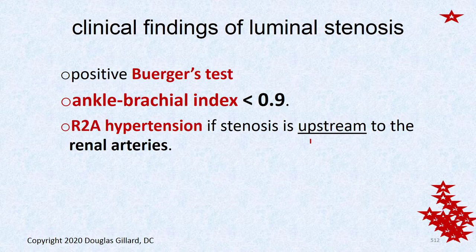You can run the brachial index test, and that's going to be positive. That'll be less than 0.9, right? We said anything below 0.9 was positive. And if the beaver dam is above the renal arteries, anything below the beaver dam downstream is going to have decreased blood pressure, decreased blood flow. So it could present with renovascular hypertension because of this beaver dam. So that's important as well.